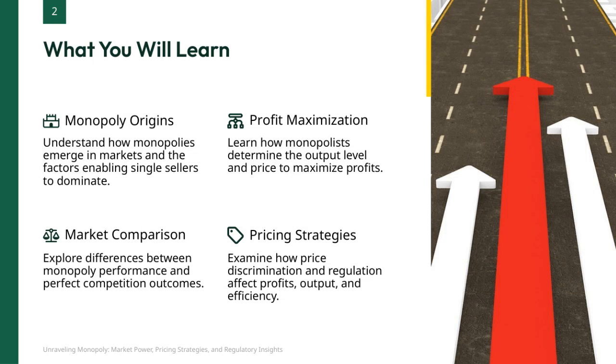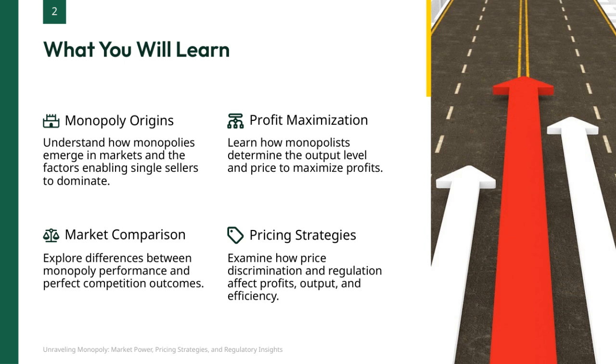First, we'll explore the origins of monopolies, understanding how and why single sellers come to dominate certain markets, represented here by the castle icon. Next, we'll examine how monopolists decide on the right level of output and pricing to maximize their profits, illustrated by the chart diagram.